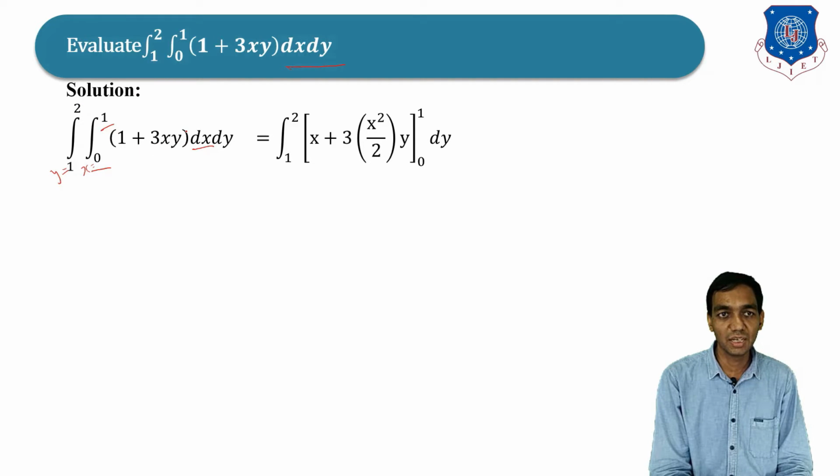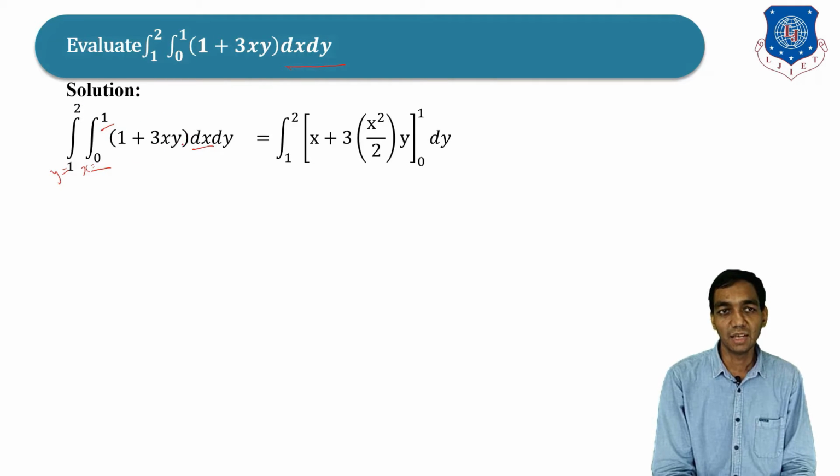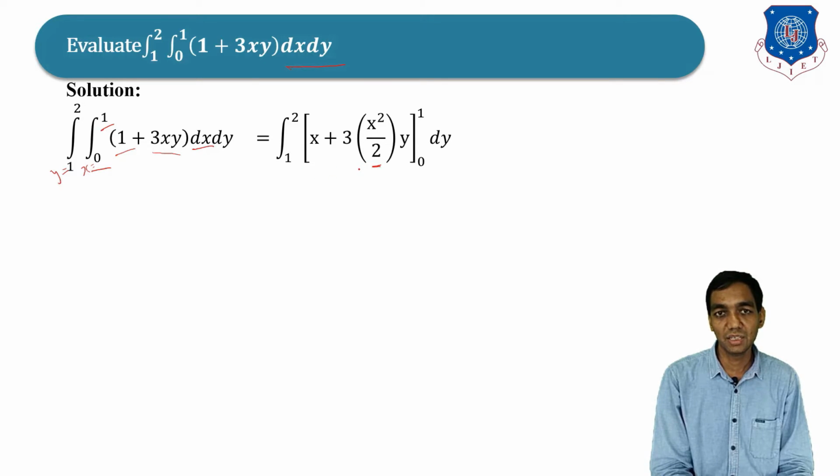Okay. So first we have to integrate this with respect to x. Whenever you are integrating with respect to x, you have to treat y as a constant. So first we are integrating 1. The integration of 1 is x, and for 3xy, the integration of x is x square by 2. Please remember this thing: whenever you are integrating with respect to x, y is treated as a constant.